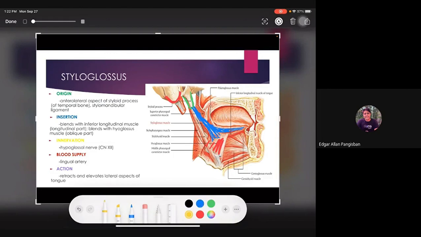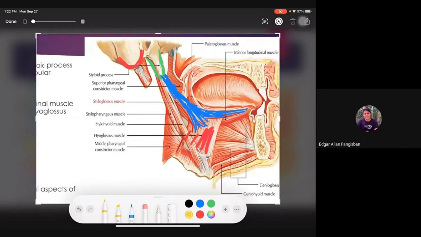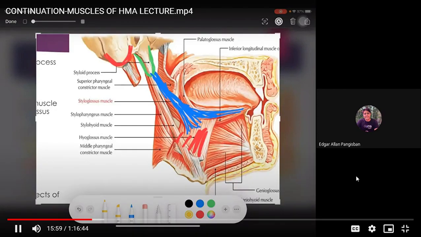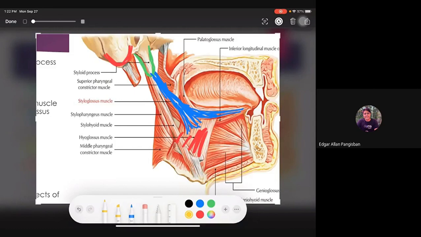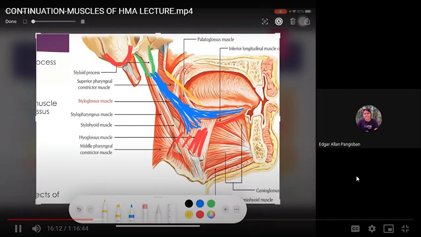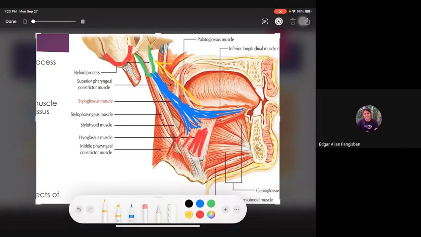Kasi again, we go back to the principle, always towards the origin. Since your origin, which is your styloid process, is located above the tongue. Yung tongue nyo, the styloid process is located above. Mas mataas siya compared sa tongue. So naturally, it would pull the tongue upward. Pataas. And since the styloid process or the origin is located more posterior or at the back of the tongue, anong hila niya? It would pull the tongue towards the back. Kaya siya tinawag na retrusion or retraction.